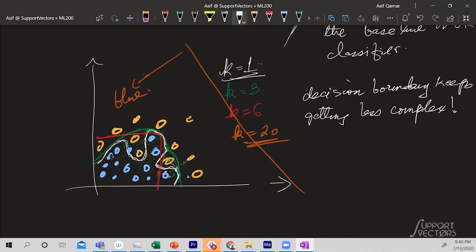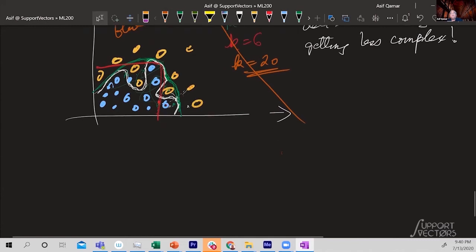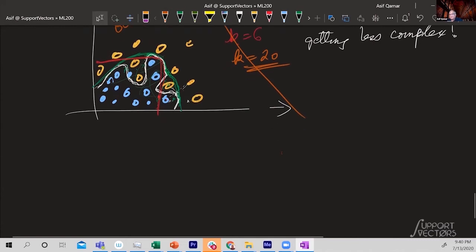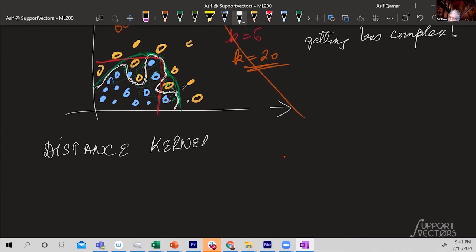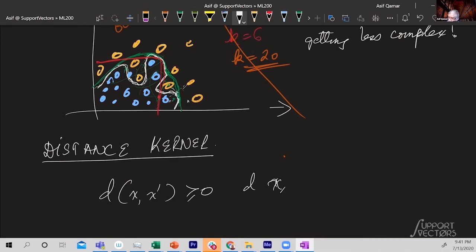So now one way that you could remedy this is you can bring the kernel to the rescue. You use a distance kernel. Let's bring in the concept of a distance kernel. So remember, what is the notion of distance? Distance between 2 points is anything that follows these properties. D(x, x prime) is equal to 0 if and only if x is equal to x prime, that is, x and x prime are the same.